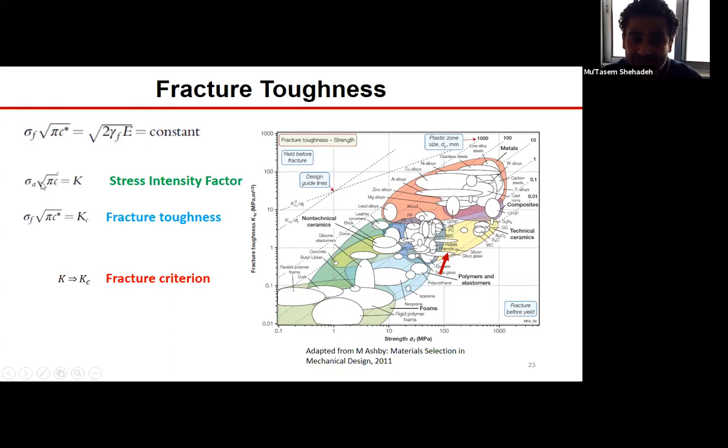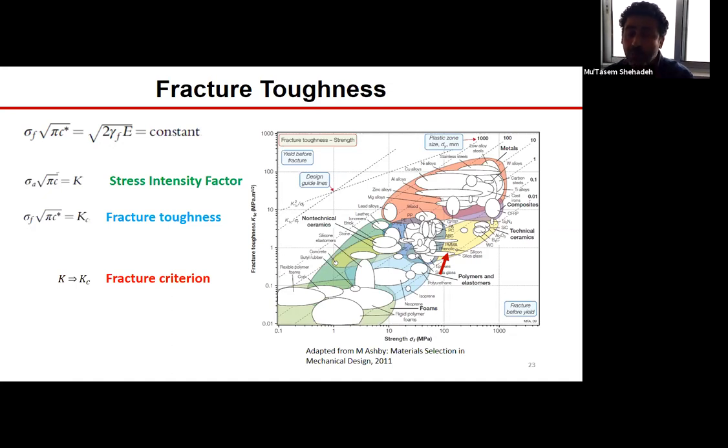If the level of the stress for a given crack length increases so that it leads to fracture, we call this the fracture toughness of the material. So for a given crack length, the stress has to be increased so that the crack will start to propagate, leading to a complete failure. And that's what is used in the design as a design criterion. That is the fracture criterion in glass and in all brittle materials.